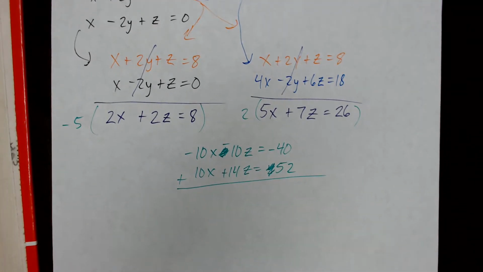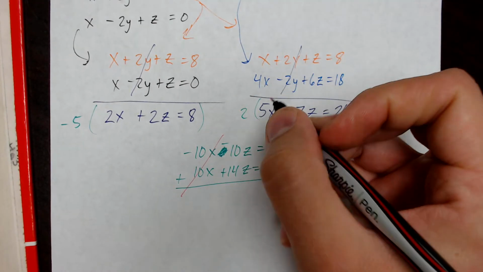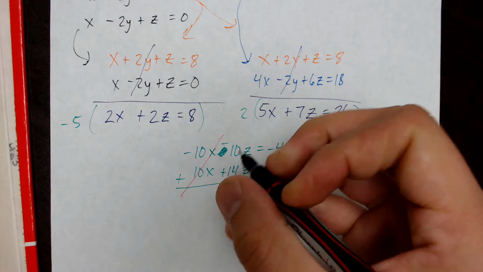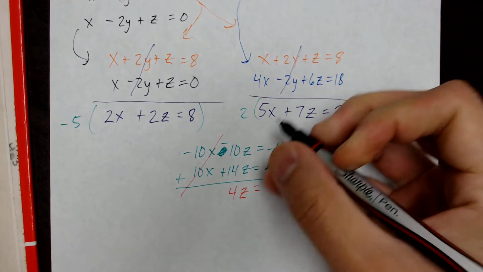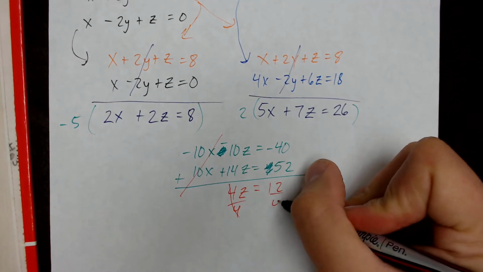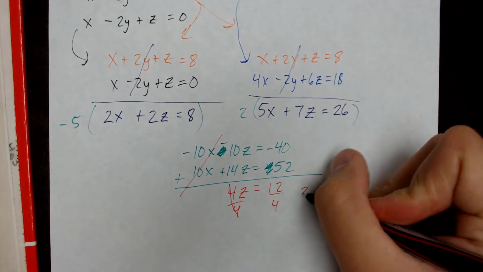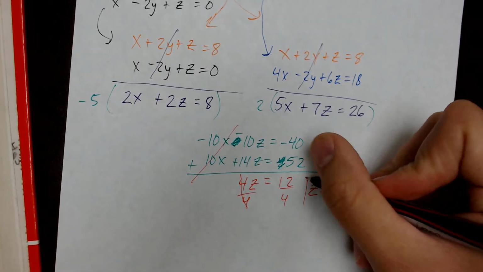Let's see here, what color have I not used yet? Red. So when I combine these, the x's cancel. Negative 10z plus 14z gives me 4z. And then negative 40 plus 52 gives me 12. So I divide by 4 on each side. And then z equals 3. So I've got one of my answers right here.